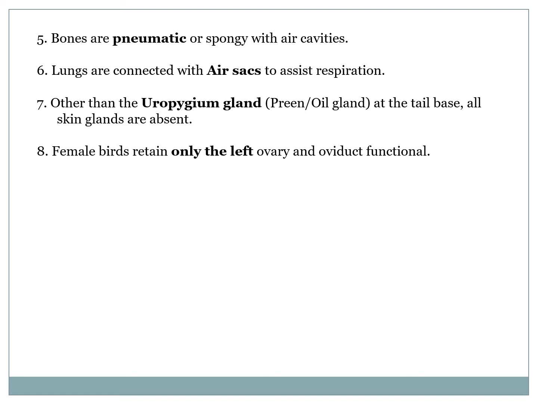The female birds only retain the left ovarian oviduct. The right one is either extinct or non-functional. It is also an adaptation to make the body light.